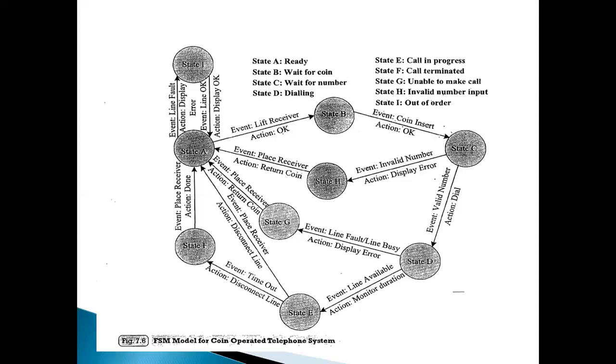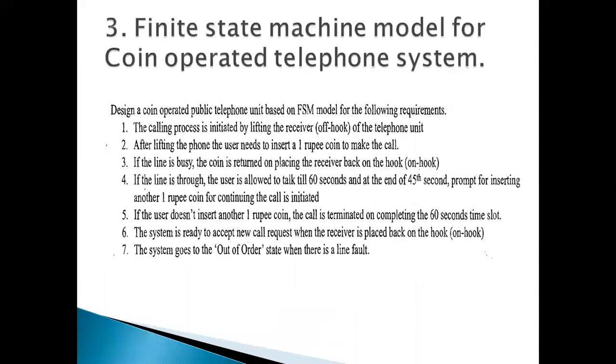Every state transition requires an event, and the action is also described here. One example is the action return coin. Return coin is executed if you place the receiver without dialing the number. Every state will have a description. So here you can see this is the process, these are the different steps. You can go through this finite state machine model for the coin operated telephone system.